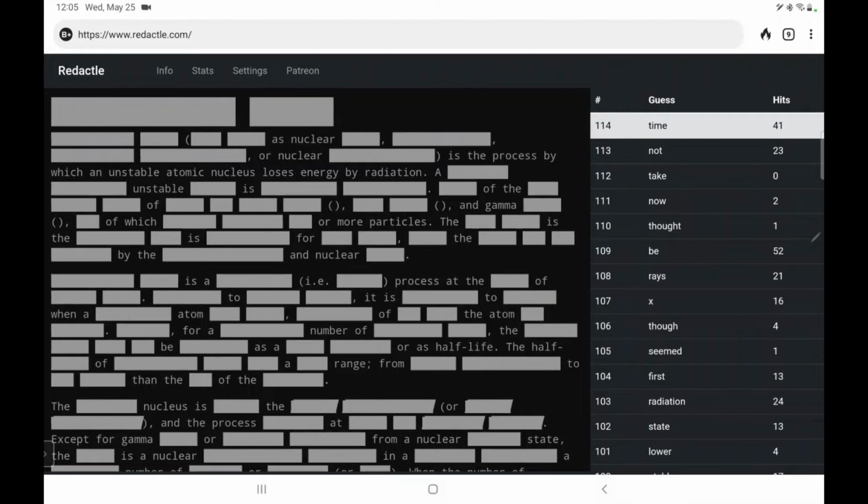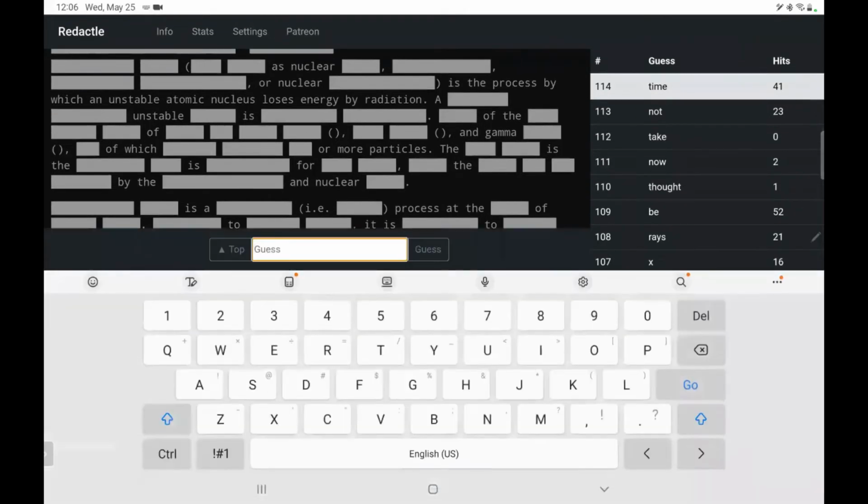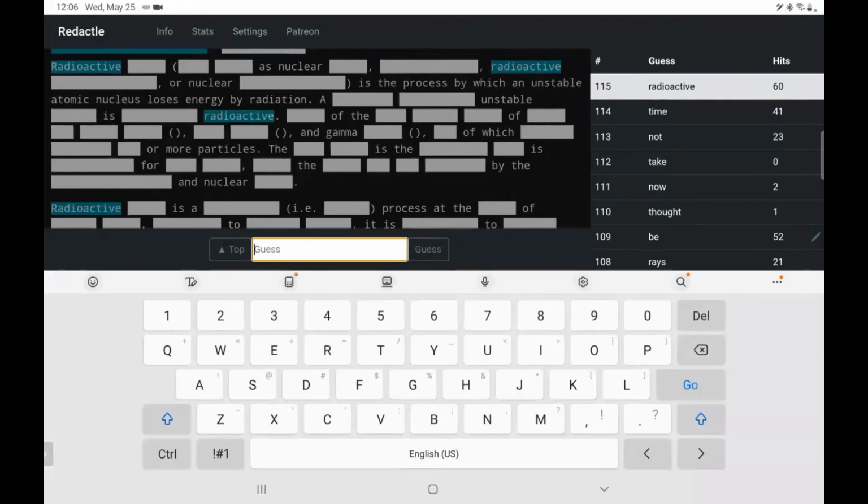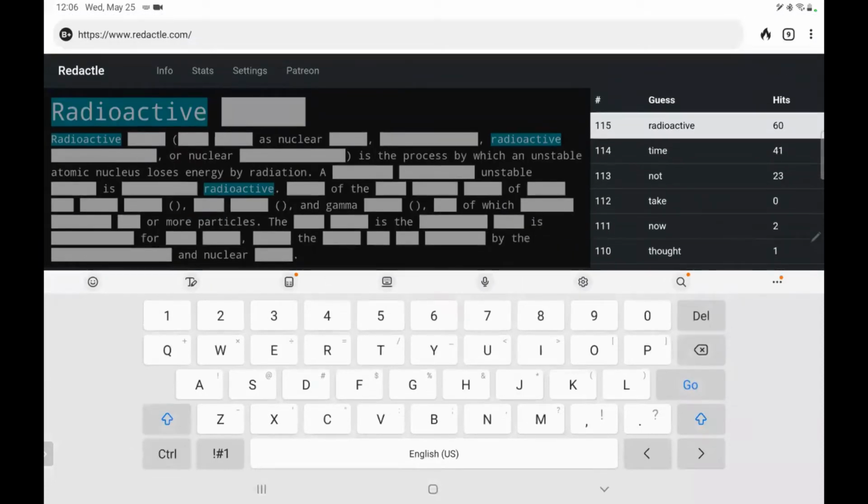So this whole thing is the process by which an unstable atomic nucleus loses energy by radiation. Oh, radioactive, I guess I should have thought of. Okay, we have the first word of the title, radioactive. Oh, entropy is that word I couldn't think of. Entropy. Only occurs once.